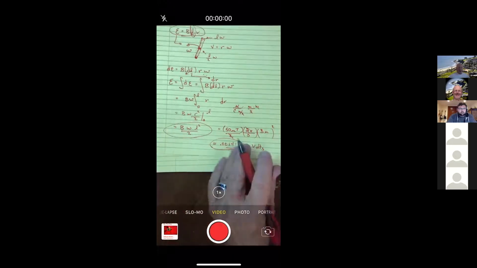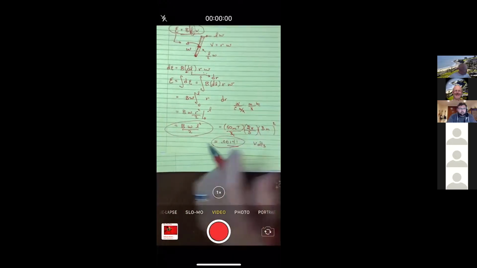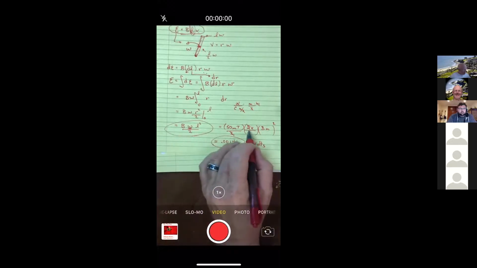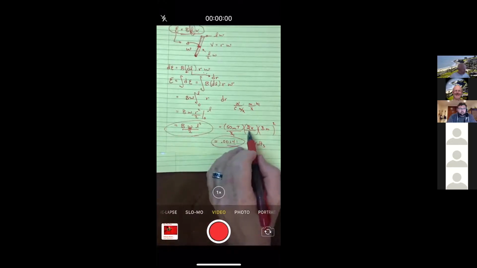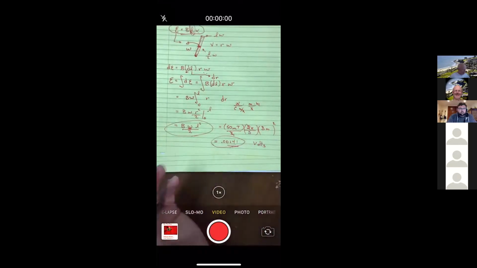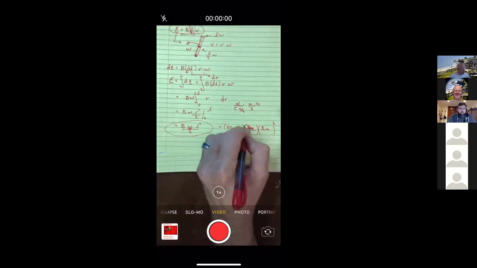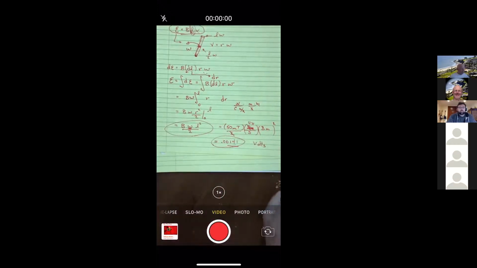Oh, stupid me. Sorry. Back here with omega. Omega was 2 revolutions. I put 2 pi. That's only 1 revolution. 2 revolutions would be 4 pi. Yeah, that's what I get for trying to be tricky here.